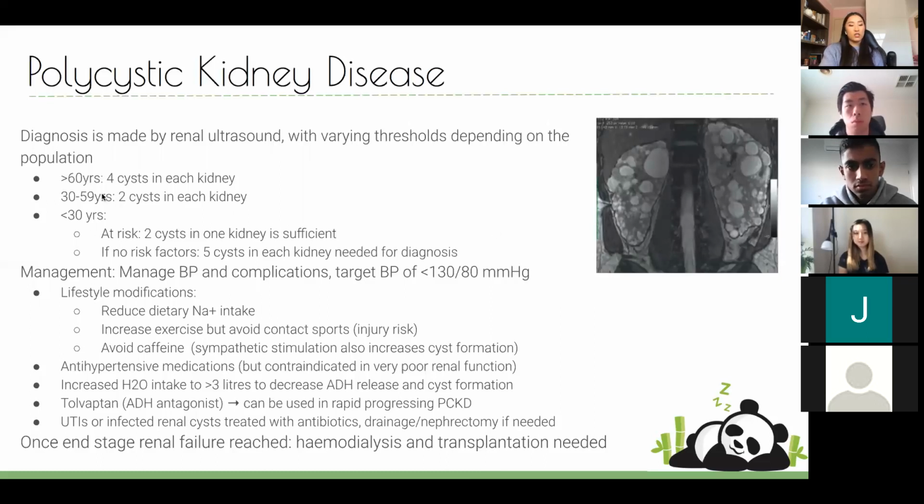And the reason the threshold is higher for older patients is because it is actually normal to form a cyst or two as you age, but any more than 4 is going to be considered abnormal.